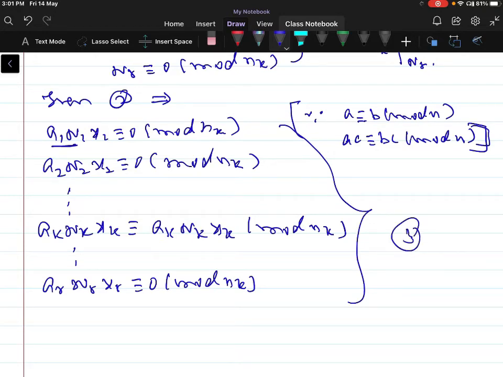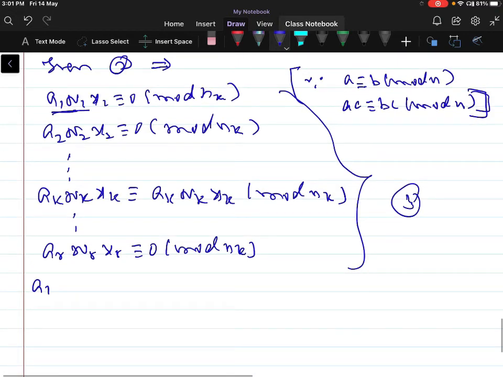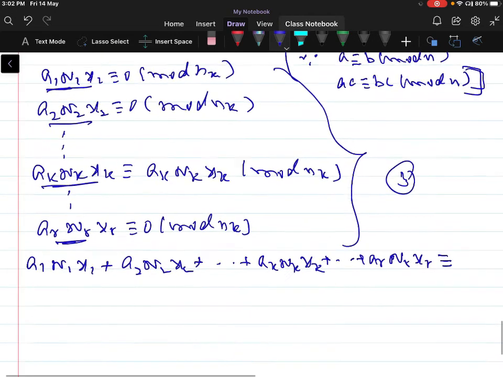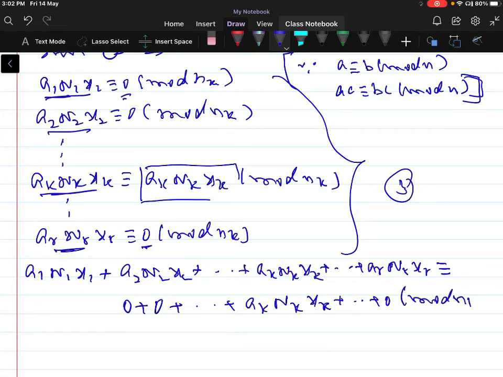So adding all the equations in equation 3, we get a1 n1 x1 plus a2 n2 x2 plus and so on, the kth equation ak nk xk and so on, and the last equation plus ar nr xr is congruent to, in the first equation we have 0 plus 0 and so on, in the kth equation we have ak nk xk plus and so on, in the last equation we have 0, modulo nk.